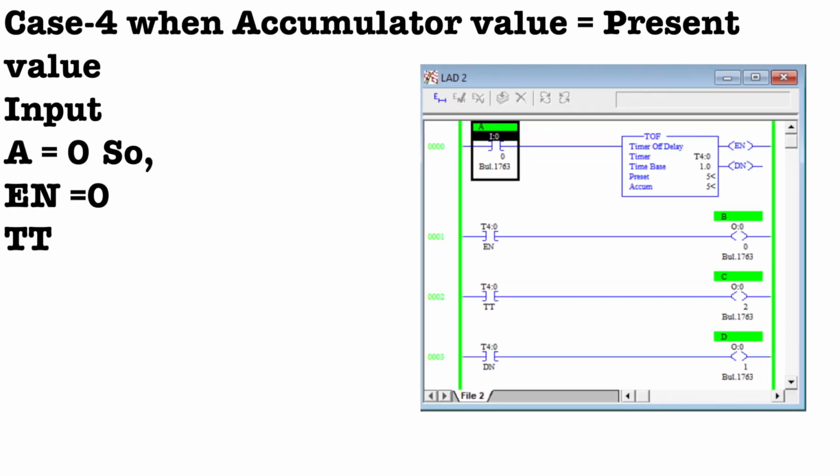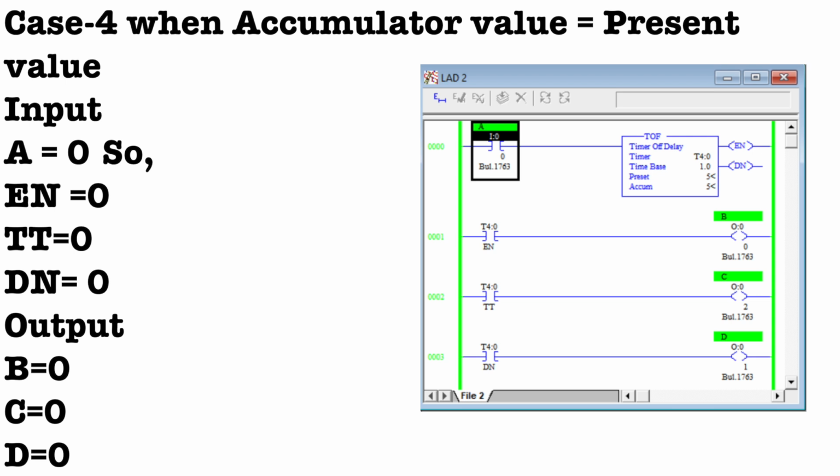Let's take the last case, when the accumulator value is equal to the preset value. In this case, my timer stops counting. That's why TT bit becomes 0. That's why the output connected to the TT bit also becomes 0. In the same way, my done bit becomes 0. That's why the output connected to the done bit is also 0, right? I think you are clear on the operation of the T off timer.